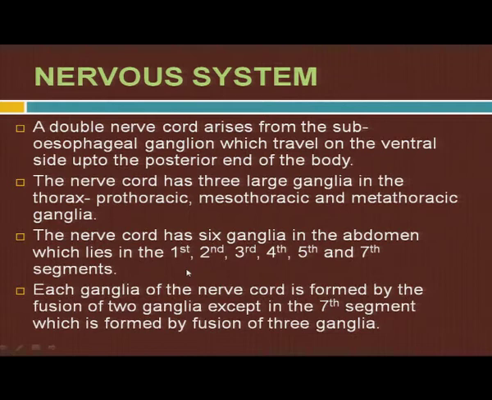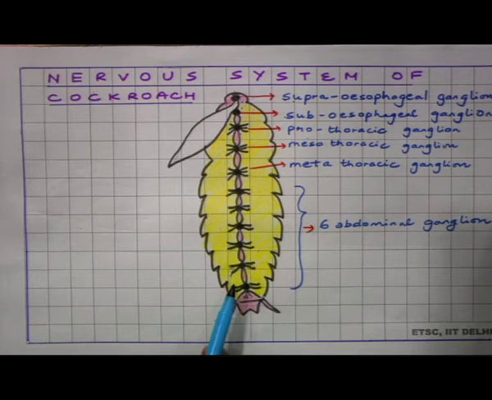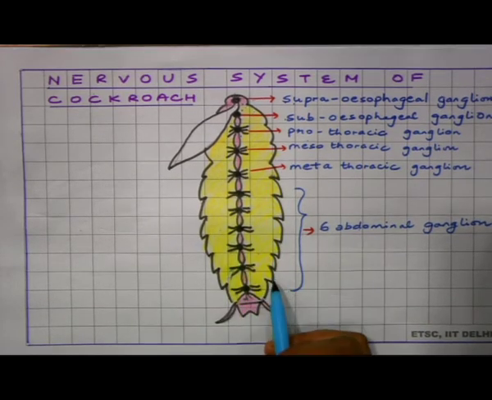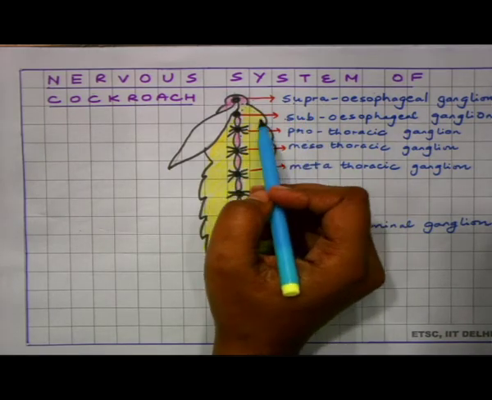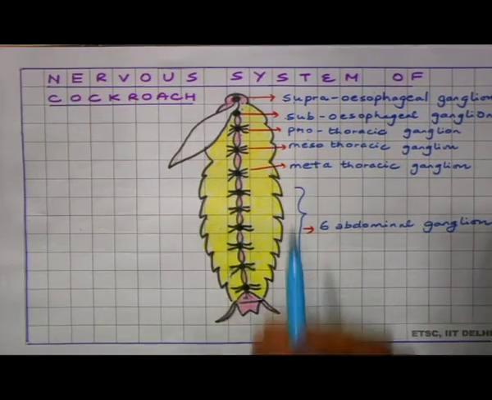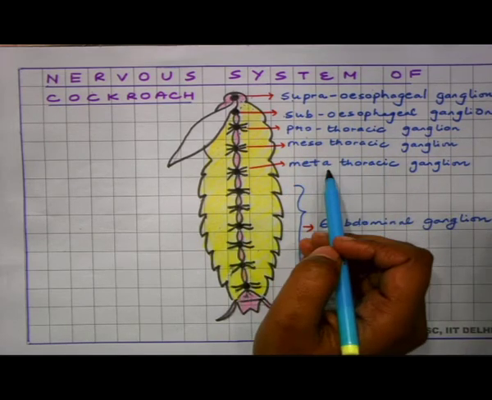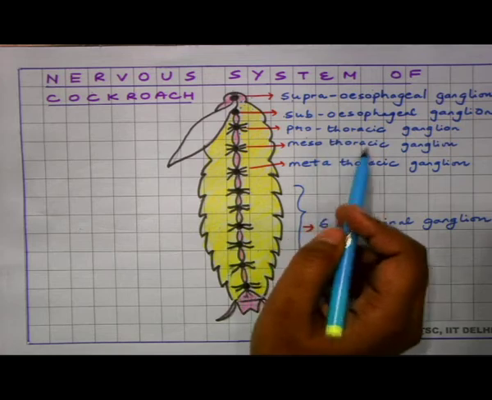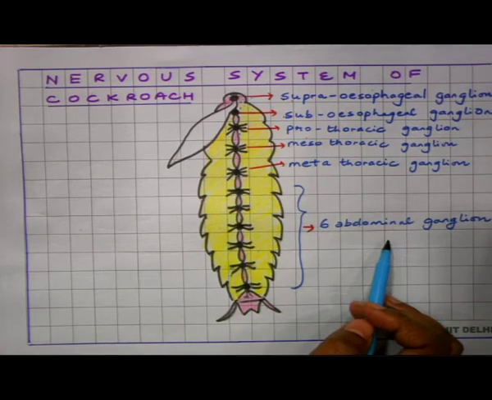Each ganglion of the nerve cord is formed by the fusion of 2 ganglia, except in the 7th segment, which is formed by the fusion of 3 ganglia. So, these particular descriptions you need to remember, the number of ganglia which are present. In total we can say that there are the supraesophageal ganglion and subesophageal ganglion, which are 2 representing the central nervous system. Then at the thorax there are 3, prothoracic, mesothoracic, metathoracic, and at the abdomen there are 6 abdominal ganglia.